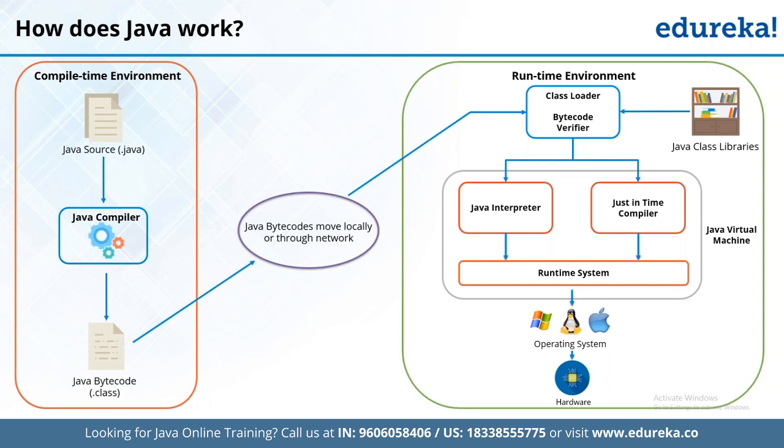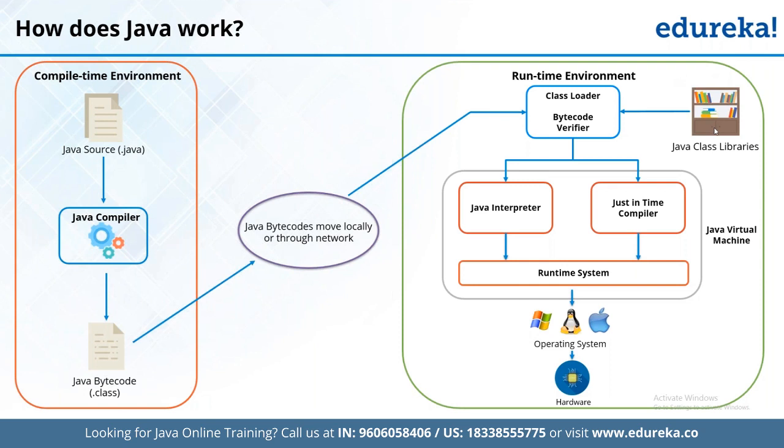The bytecode moves locally through the network, where it is sent to the Java interpreter and the just-in-time compiler. This is linked to the runtime system, where the code is passed through the bytecode verifier and then on to the Java interpreter, which interprets the entire code and plugs it into the runtime system. That's how the code is executed.